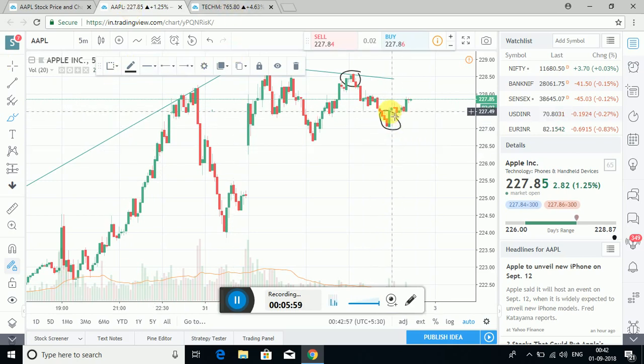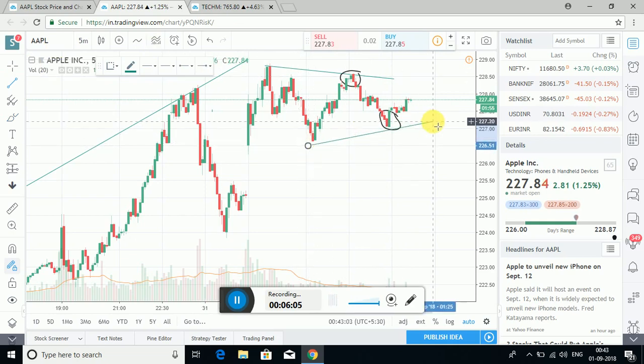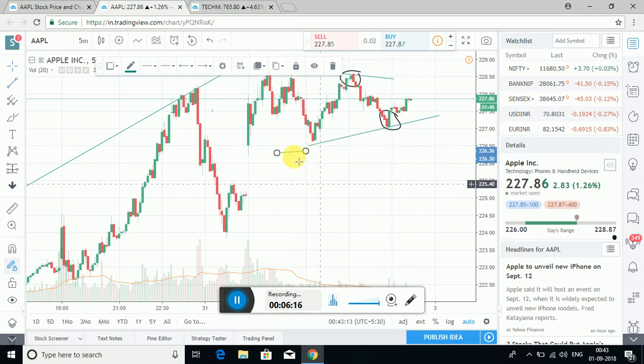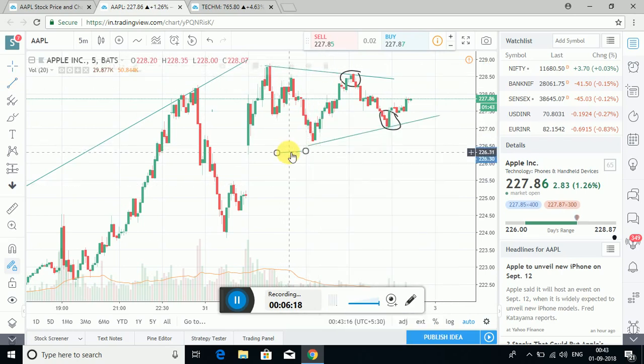Now, right over here, our stock was not able to make a lower low. See, the stock is making a higher low. So at this point, our stock was unable to make a lower low. And we see a buying momentum right over here.